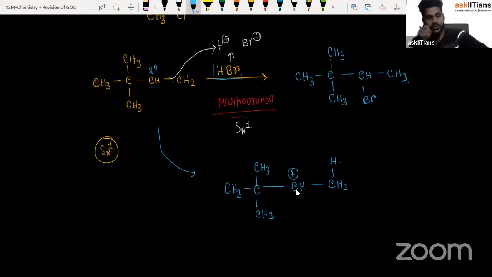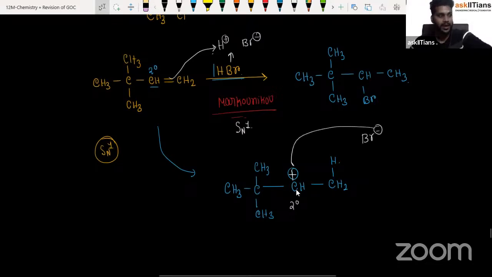We get a positive charge on the middle carbon. And by the way, why do we get this? Because it's a 2-degree carbocation, right? 2-degree carbocations are stable. That's why we get the positive charge on the 2-degree carbon. So it is comparatively more stable system, right? Now, as it is comparatively more stable, the Br minus would come and get added up here. That's how we end up with the Markovnikov rule.